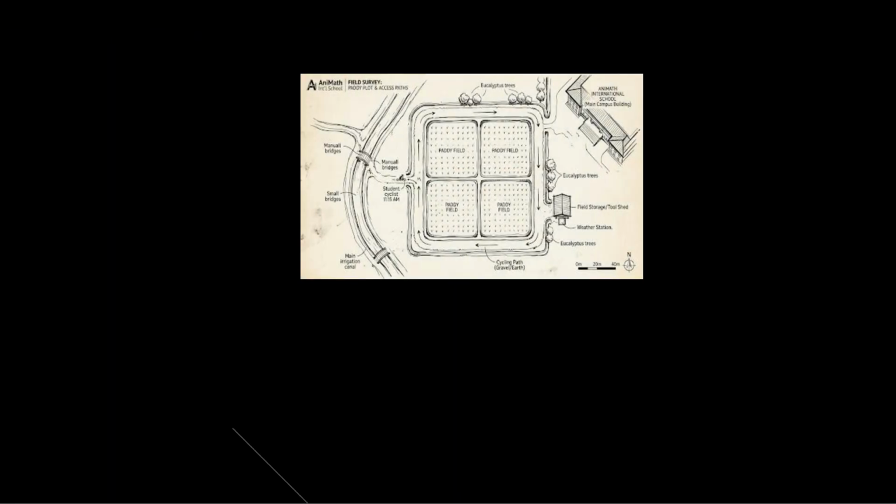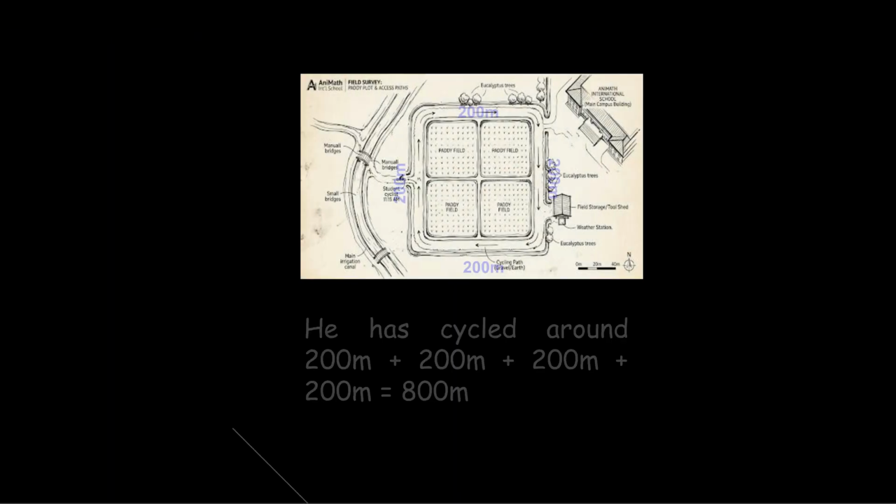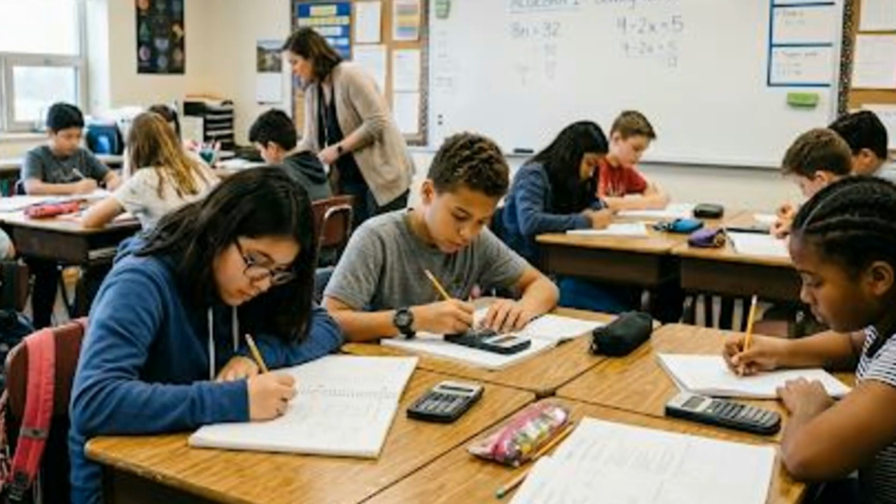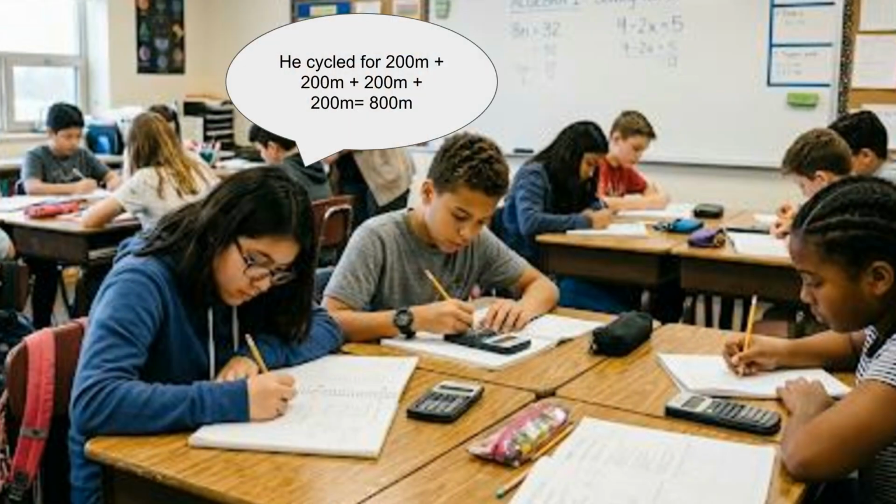To find the total distance, we add the length of all 4 sides: 200 meters plus 200 meters plus 200 meters plus 200 meters. This equals 800 meters. A student correctly calculates the distance John cycled: 200 meters plus 200 meters plus 200 meters plus 200 meters, totaling 800 meters.